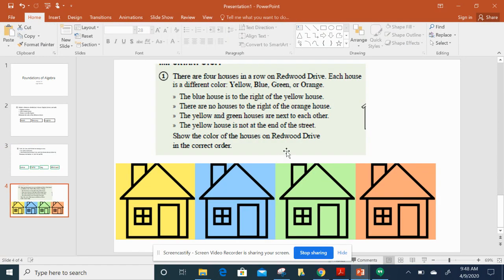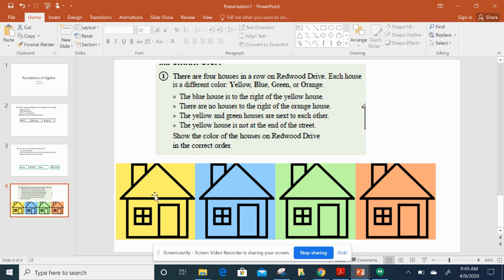All right, then the last one, and this is actually number 1 in your workbook. So when you get to the clickable document, you're actually going to have this number 1 done. So you might want to write this down. It says there are 4 houses in a row on Redwood Drive. Each house is a different color: yellow, blue, green, or orange. It says the blue house is to the right of the yellow house.